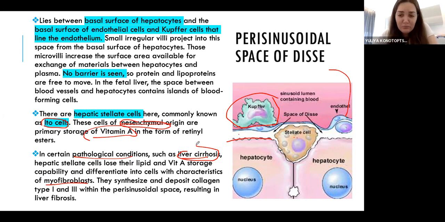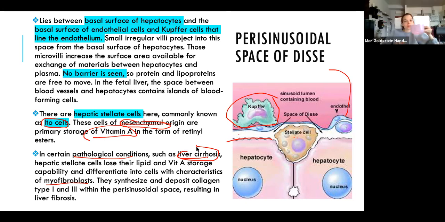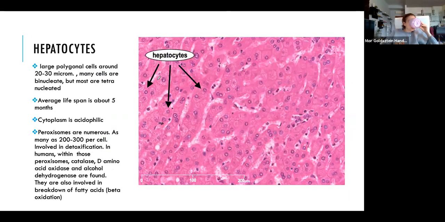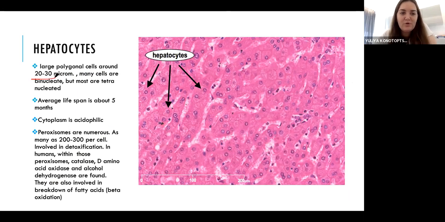We just add lots and lots of collagen fibers. So the cell which is responsible for this, in a way, is your Ito cell. Is it clear? Okay, hepatocytes, about 20 to 30 micrometers, polygonal in shape, very important.